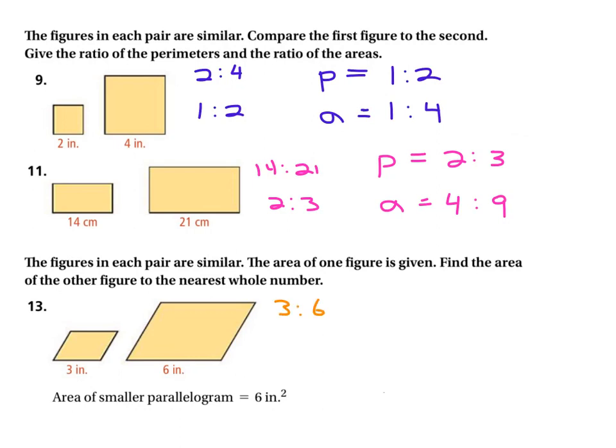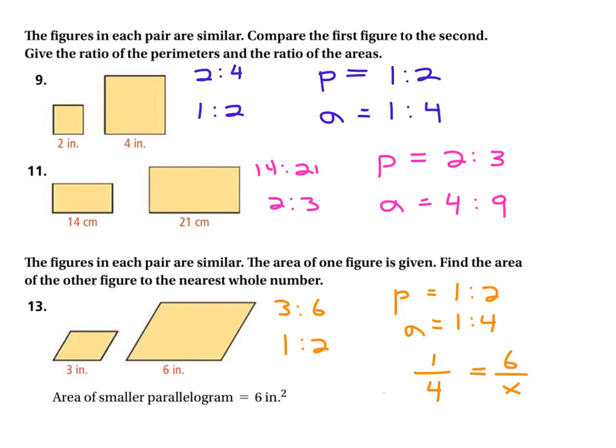If we have a 3 to 6 side ratio, that simplifies to a 1 to 2. So perimeters will have a 1 to 2 ratio, and therefore areas will have a 1 to 4 ratio. If areas have a 1 to 4 ratio and the smaller one has 6, we're saying if it's got a ratio of 1 to 4, that's the same as 6 to what? Get it? Okay, 1 is to 4 as 6 is to what?